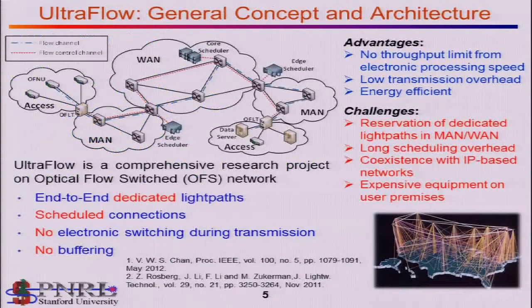Okay, first of all, introduction. So basically, what's Ultraflow? Ultraflow is a comprehensive research project on the optical flow switch network. And then what's OFS? OFS is a new network architecture that schedules an end-to-end dedicated path before the transmission starts. And because of that, no electronic buffering is involved during the transmission. Such characteristics give OFS or Ultraflow network certain advantages, including no throughput limit from electronic processing speed, low transmission overhead, especially for large files, and energy efficiency. We have all these advantages compared to a conventional electronic packet switch network. Of course, to achieve all these, we have certain challenges here, and I will address some of them later in my talk.